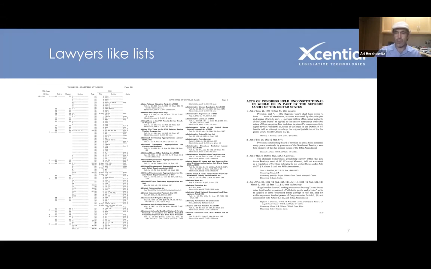So moving from that to electronic search is somewhat of a challenge, because there's already a structure in place and lawyers have a way of thinking about it. But there are definitely efficiencies, because on the far right you see on page 1 we're up to 4 acts that were held unconstitutional by the Supreme Court. You can imagine there are a whole lot more, and flipping through them isn't the most efficient way of finding the one you want.